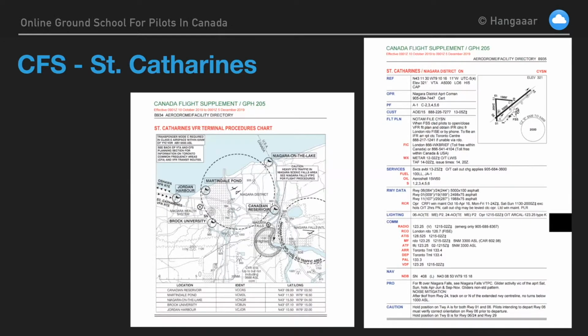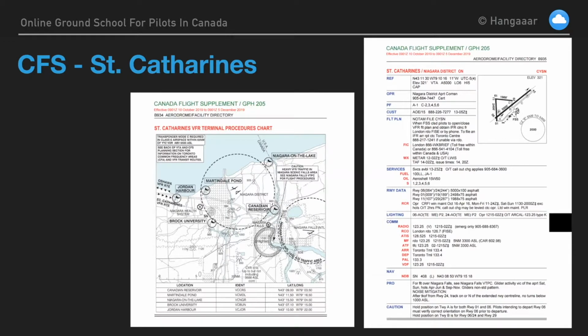It says here when flight service station closed, pilots to open and close VFR flight plans and obtain IFR clearances from London Radio, flight information service en route, or by phone. To file an IFR flight plan, contact Toronto Centre, and it gives a telephone number if unable via radio. So there's some useful information there. The local FIC is London, and it gives you all the telephone numbers.